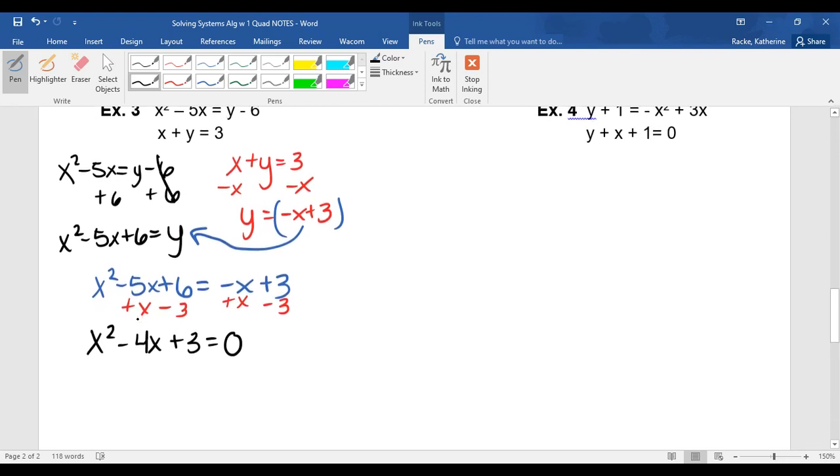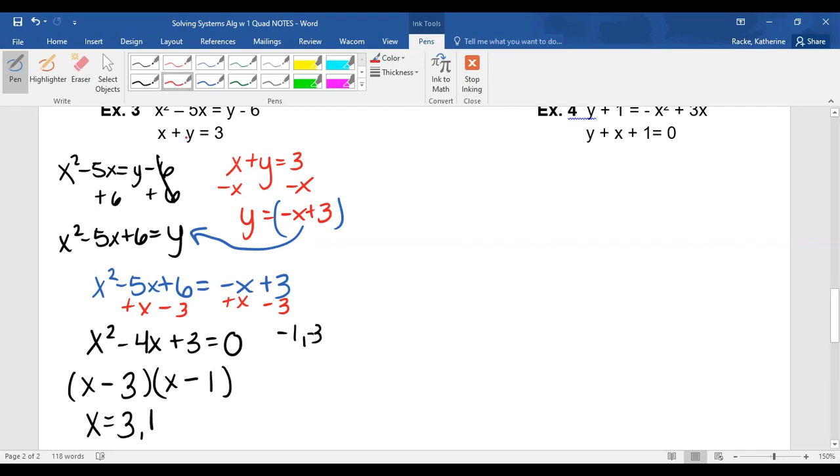So seeing now what this will factor into, it's a negative and a positive, so my signs will be both negative. And the only thing that multiplies to give me 3 is 1 and 3. If they both have to be negative, negative 1 times negative 3 will give me a positive 3. And then negative 1 minus 3 will give me a negative 4. So I'll go ahead and plug those in. And x will equal a positive 3 and a positive 1.